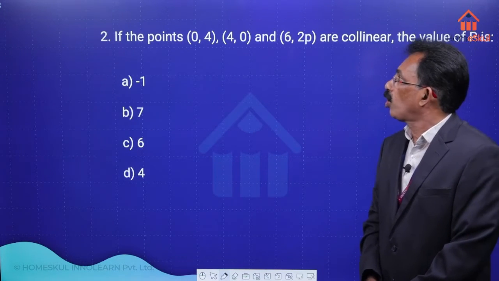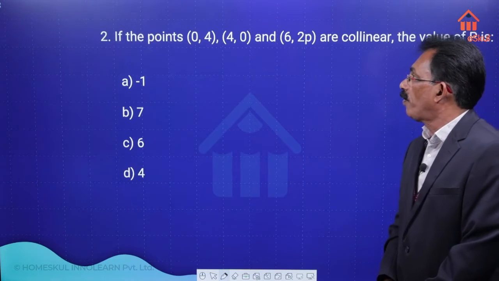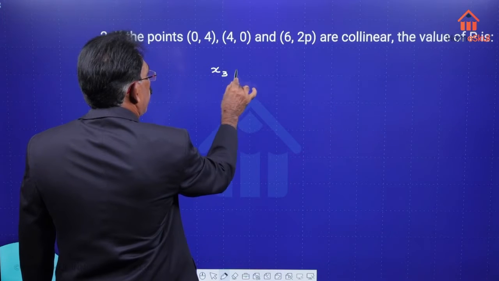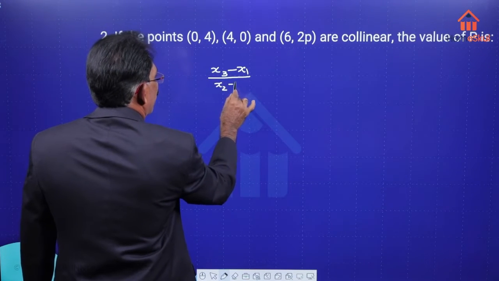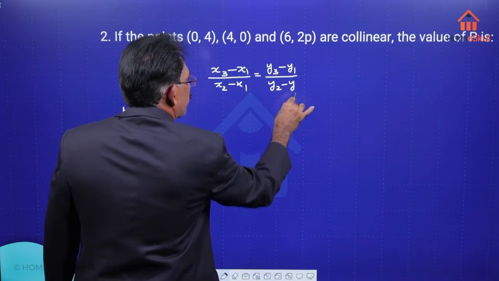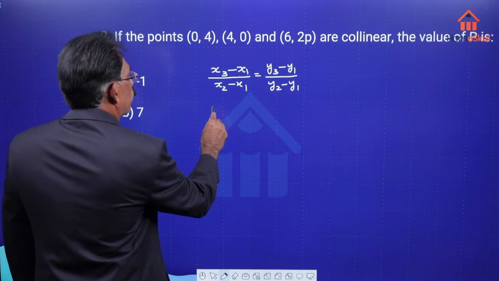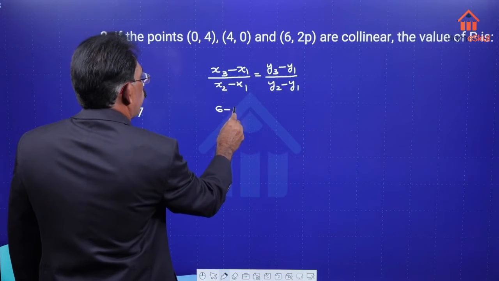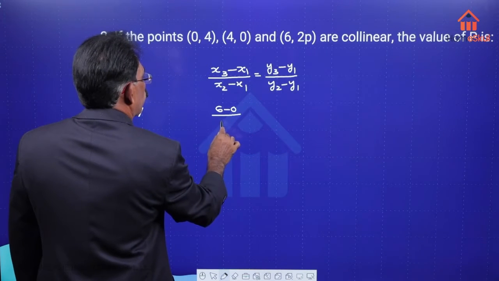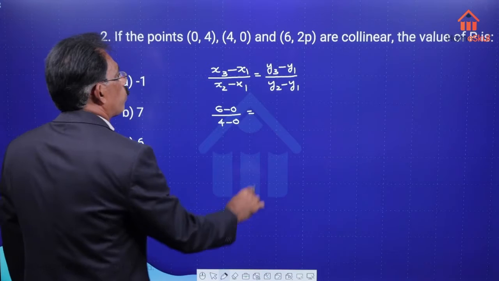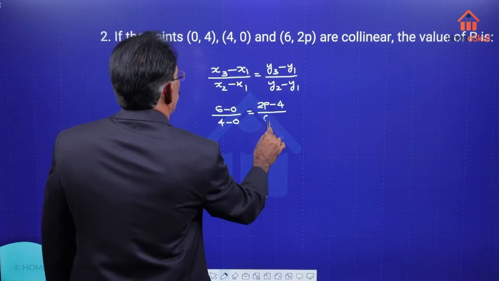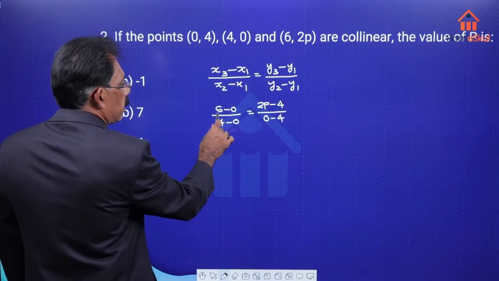If the points (0, 4), (4, 0) and (6, 2p) are collinear, then the value of p is, so collinear, look, (x3 minus x1) divided by (x2 minus x1) is equal to (y3 minus y1) divided by (y2 minus y1), isn't it? x3 is 6 minus 0, x1 is 0. This is x1, y1, x2, y2, x3, y3. Divided by x2, 4 minus 0, that is equal to y3, 2p minus y1, 4, divided by y2, 0, minus 4.